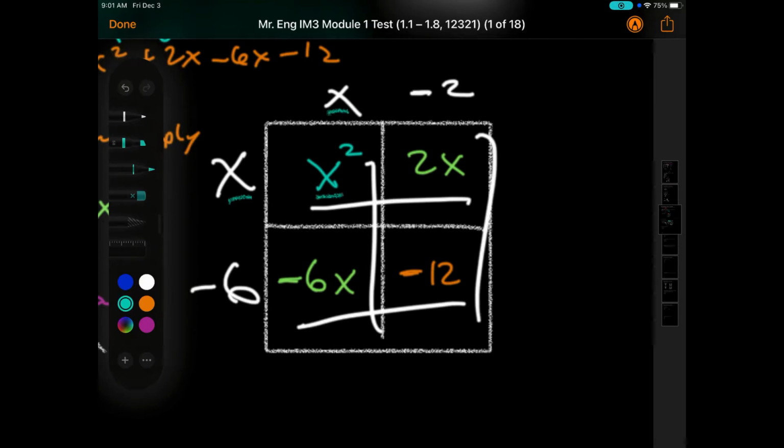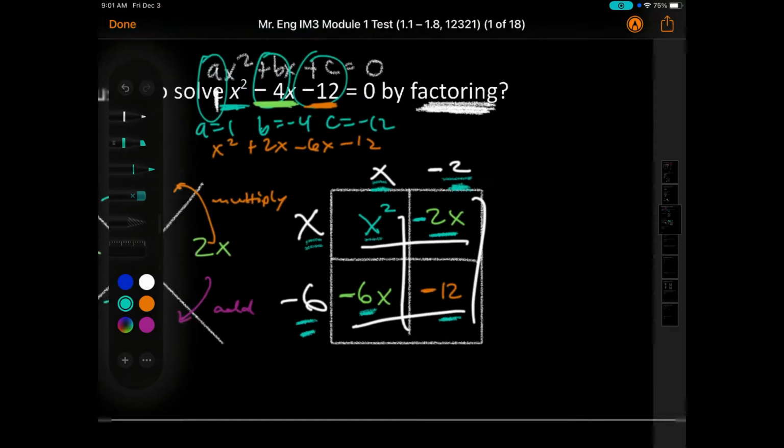X times x is x squared. -2 times x, see, I made a mistake. That should be -2x. Glad I checked my answer. X times -6 is -6x, and -6 times -2 is a positive 12.